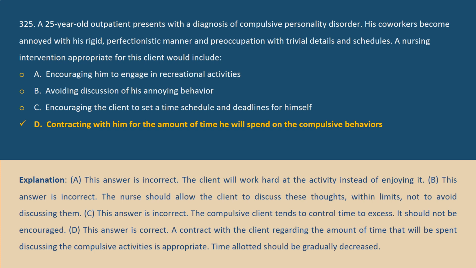Answer D. Explanation. A. The client will work hard at the activity instead of enjoying it. B. The nurse should allow the client to discuss these thoughts within limits, not to avoid discussing them. C. The compulsive client tends to control time to excess. It should not be encouraged. D. A contract with the client regarding the amount of time that will be spent discussing the compulsive activities is appropriate. Time allotted should be gradually decreased.